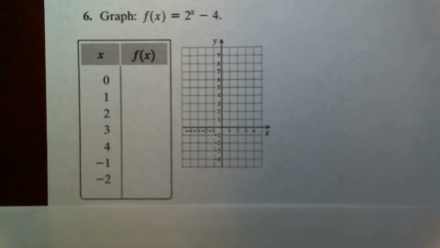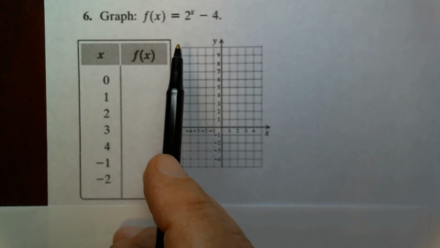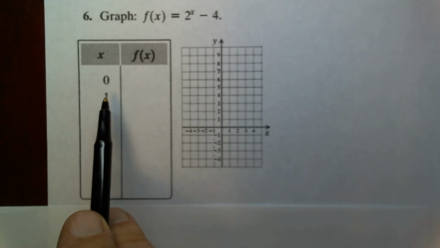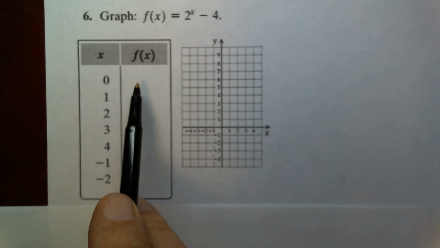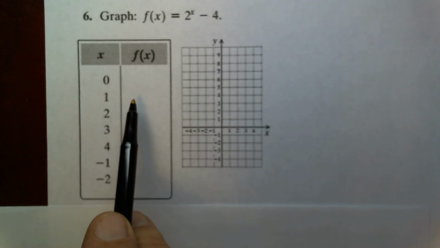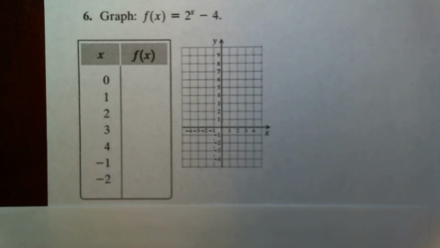In exercise 6, we are asked to plot the graph of f of x equals 2 to the x minus 4. And so we have a table of values here for x. We will compute the corresponding functional values. And then we have the ordered pairs, which we will plot on the graph, and then connect the dots with a smooth line.